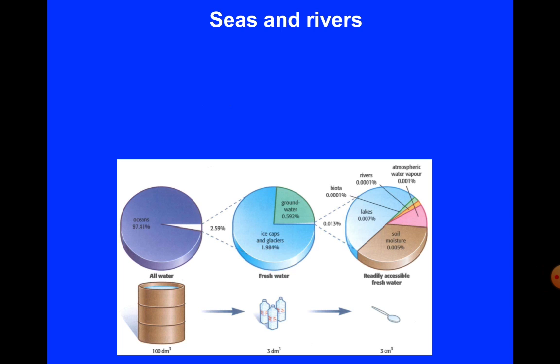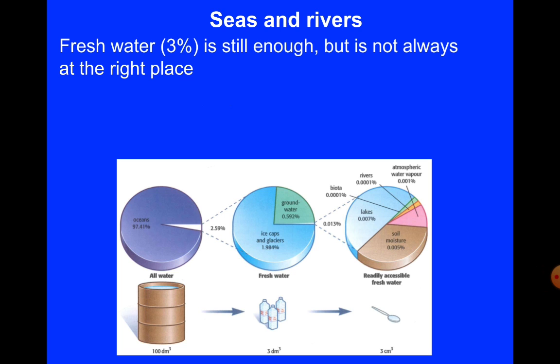Now, most of that we see in ice caps and glaciers. And then for the rest, we see it in groundwater, lakes, rivers, the atmosphere, and soil moisture. Now, we have 3% of the fresh water. It's still enough. But the problem is it's not always at the right places.